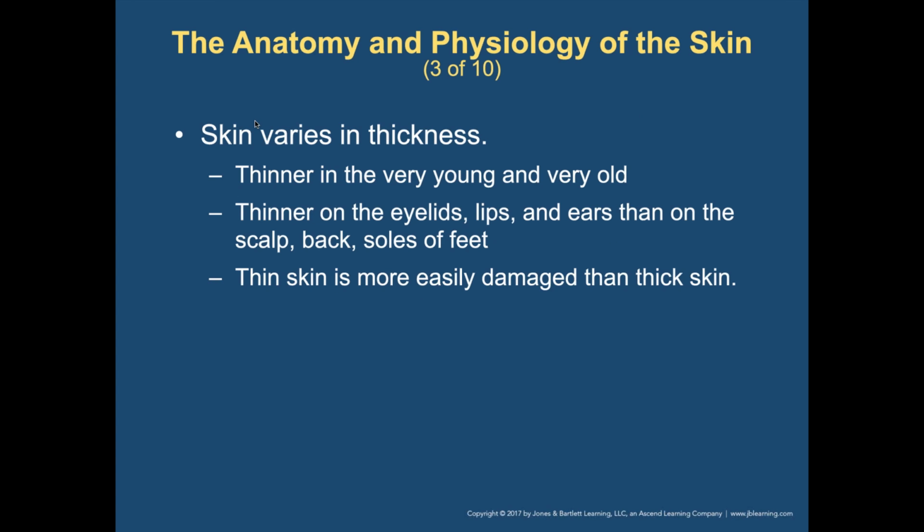Skin is thinner in the very young and the very old. They're more likely to have abrasions that go a little deeper and wind up causing more problems. And skin is also thinner on the eyelids, the lips, and the ears than it is on, say, your scalp, your back, soles of your feet. Your soles of your feet and your palms are usually really thick, really rough. They don't have a lot of nerve endings, and the reason being is because you're smashing them in the ground all day long. A lot of times you don't want to feel that kind of pain, and then it'll hurt to walk.